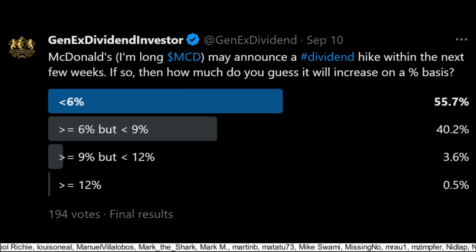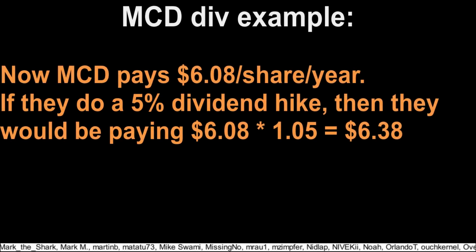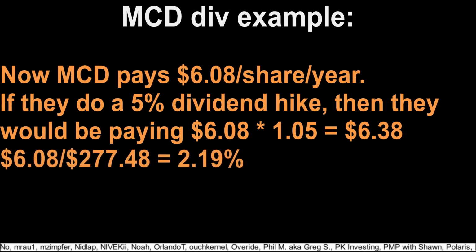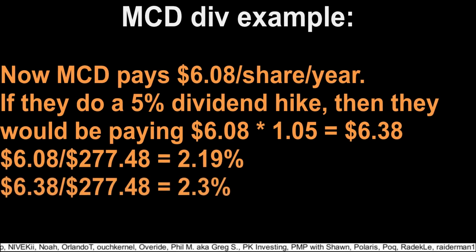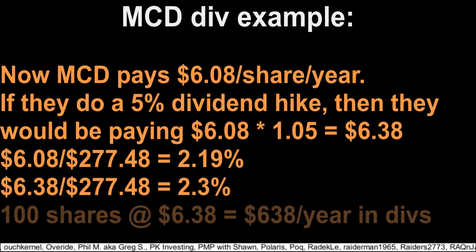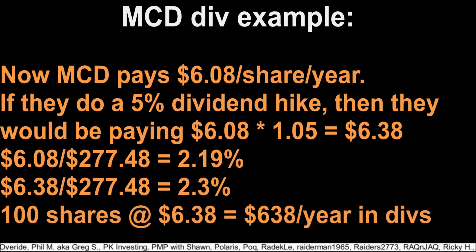Anyways, let's assume that McDonald's does indeed increase it less than 6%, perhaps does 5%. That means that instead of $6.08 per share per year, they would be paying out $6.38 per share per year, which is 5% more. We saw that when they were paying $6.08 per share at a price of $277, the yield was 2.19%. But at $6.38 a year at $277, the yield would go to around 2.3%. And your 100 shares would be yielding $638 a year, not $608 a year.